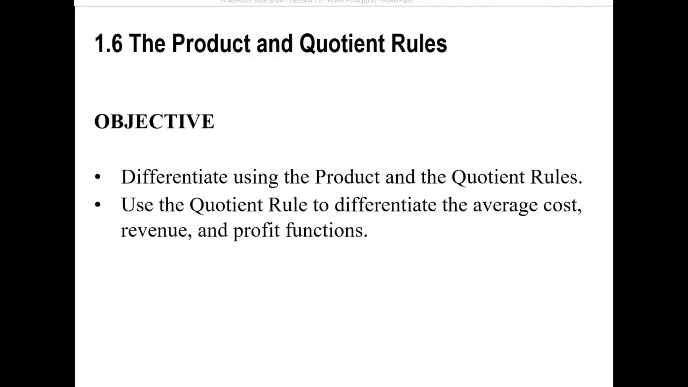In this video, we're going to cover section 1.6, which is on the product and quotient rules. This is going to give you formulas on how to find derivatives of the product of two functions when they're multiplied together, and the quotient, meaning when they're divided. So our objectives are to learn how to differentiate using both product and quotient rules, and then utilizing quotient rule to differentiate the average cost, revenue, and profit functions for a few applications.